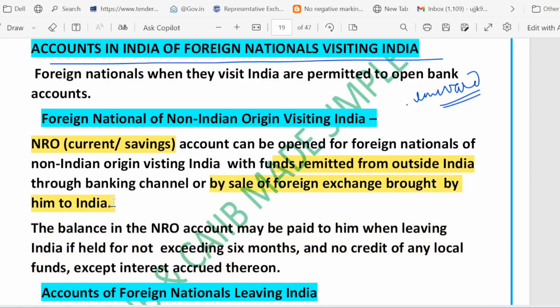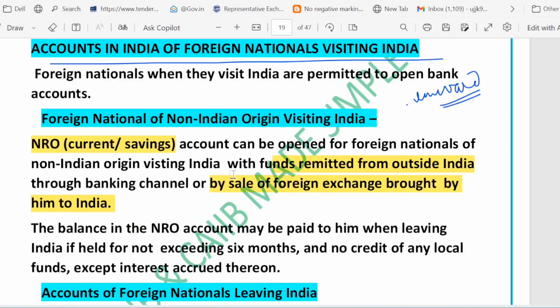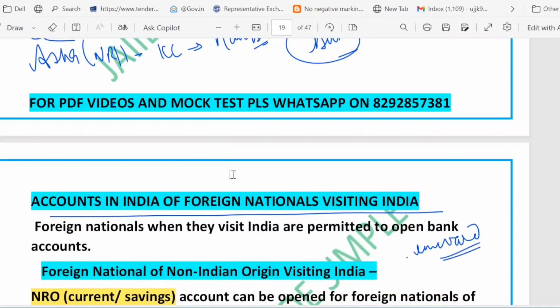So what does it mean? Whenever I say the sale of foreign exchange that they brought into India, it means they bring foreign currency notes, sell them to the bank in India, and deposit the proceeds. So we are talking about how they fund the account, in two ways. One is the inward remittance, and second is the sale of the foreign exchange they brought to India. They bring foreign currency notes, sell them to the bank in India, the bank converts them to rupees and then deposits the proceeds. Let me give you one example to make it more clear.